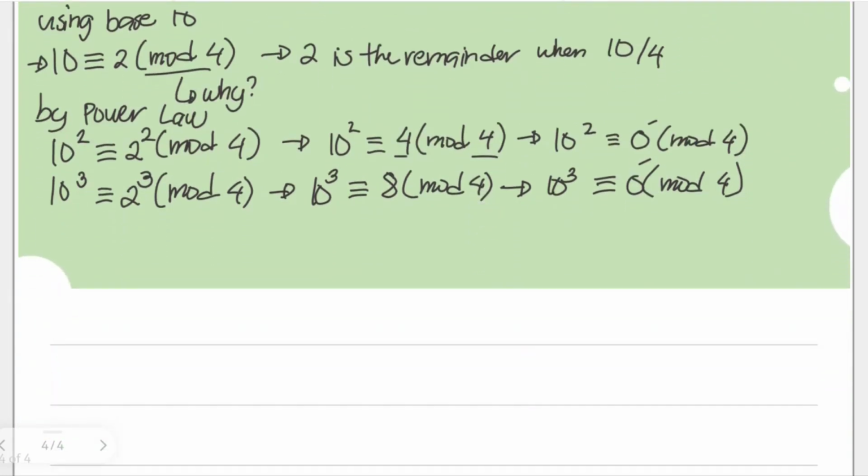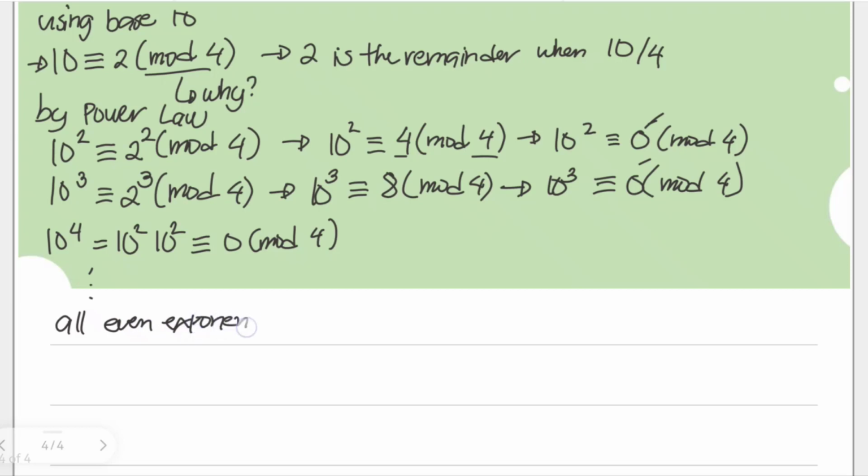Now if we're going to move further, if you have 10 to the power of 4, this is just equal, I'm just using equal, okay? This is 10 squared times 10 squared, right? And since 10 squared times 10 squared has the remainder of 0, this would be congruent to 0 modulo 4 as well. And all other even exponents. You have 10 to the power of 6, that's 10 squared times 10 squared times 10 squared, so 0 times 0 times 0, 0.